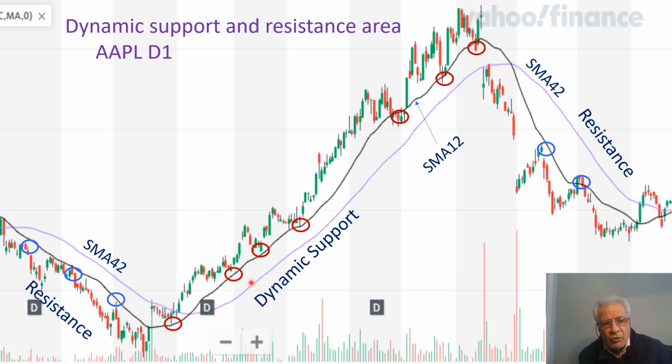Now, when the price is above these two moving averages, then these two moving averages are considered as dynamic support, and that is the characteristic of an upward trend. And when the price is below these two moving averages, then they are considered as dynamic resistance, like here and also right here, and that is the characteristic of a downtrend, like here, and downtrend, like here.